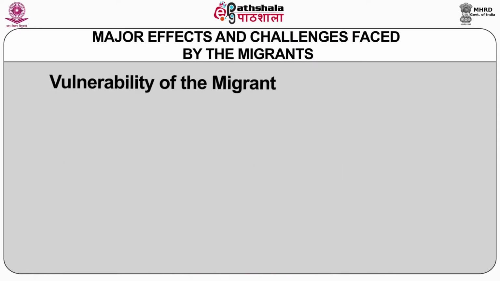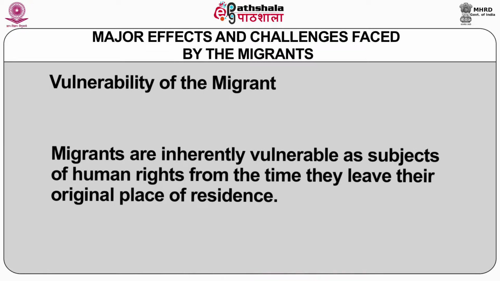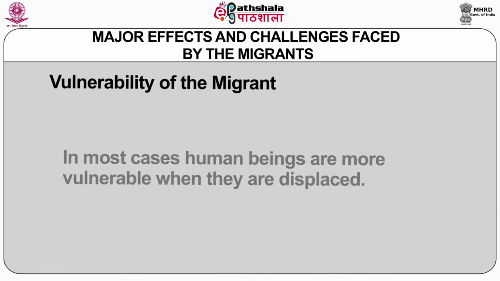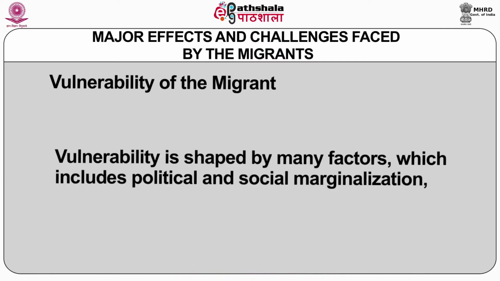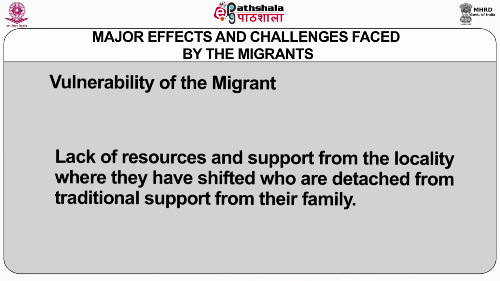So what are the vulnerabilities of migrants? Migrants are inherently vulnerable as subjects of human rights from the time they leave their original place of residence. In most cases, human beings are more vulnerable when they are displaced. Vulnerability is shaped by many factors, which include political and social marginalization, lack of resources and support from the locality where they have shifted, or detached from traditional support from their family.